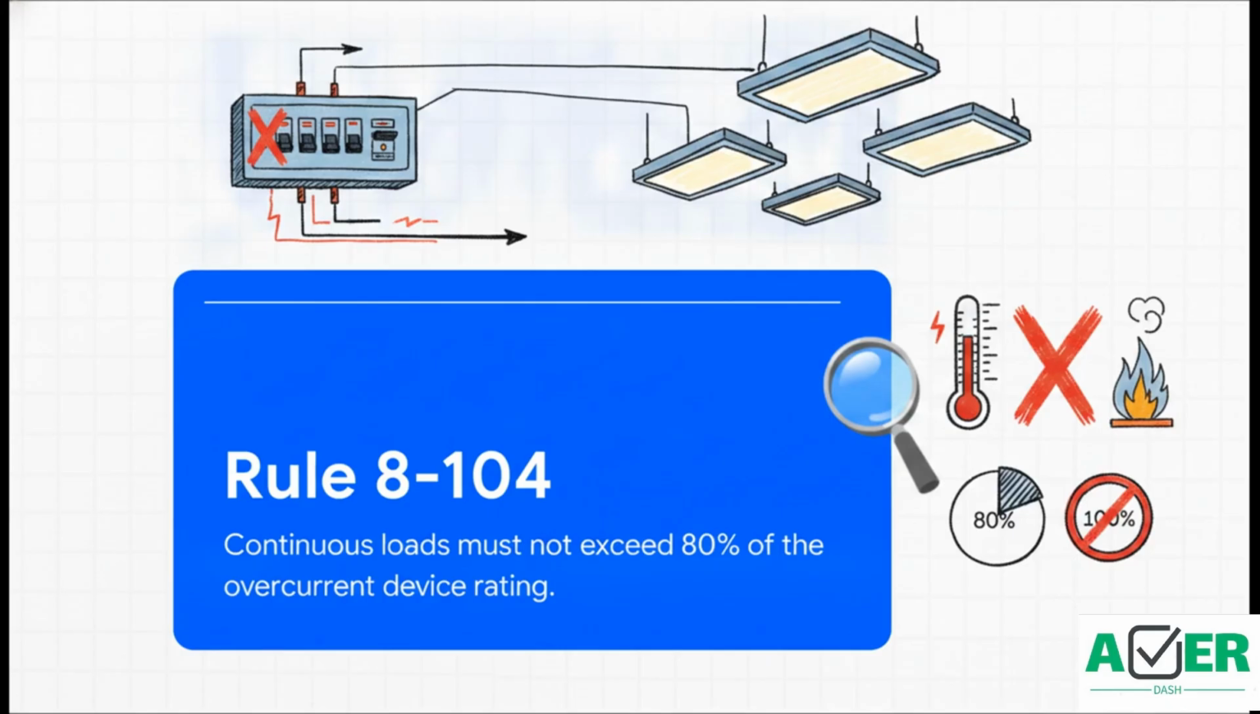Well, the code knows that when breakers are exposed to continuous loads for long periods, you get a significant, sometimes dangerous buildup of heat within that panel board enclosure. To stop that heat buildup from causing a premature failure, or worse, a fire hazard, Rule 8-104 steps in. It dictates that continuous loads simply must not exceed 80% of the overcurrent device's rating. Bottom line, you cannot load this commercial breaker to its full 100% capacity.